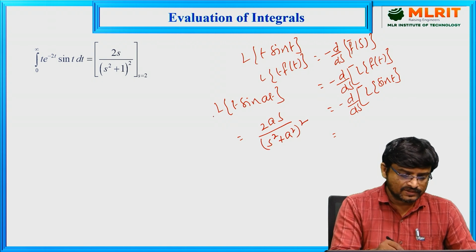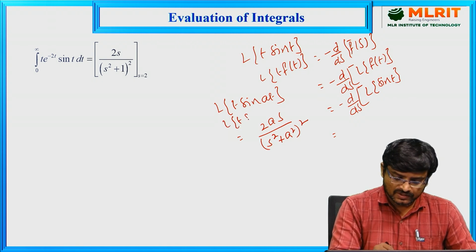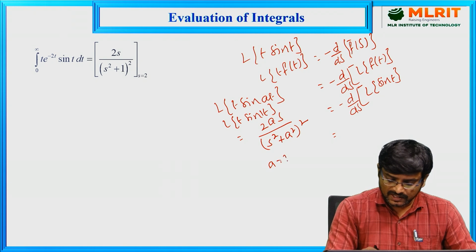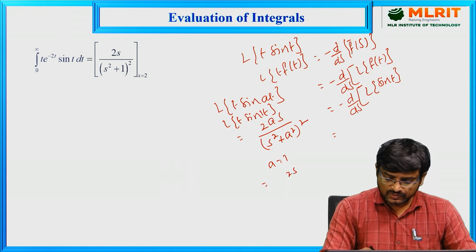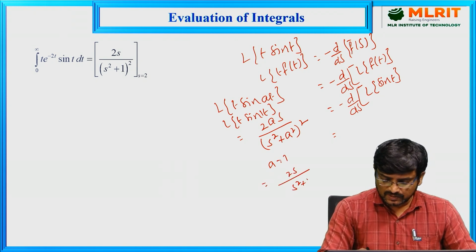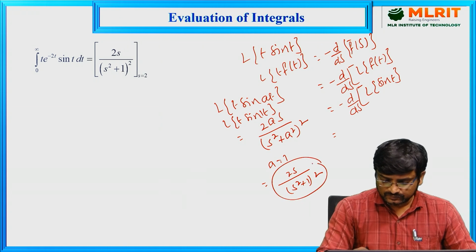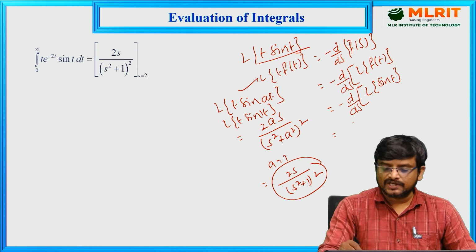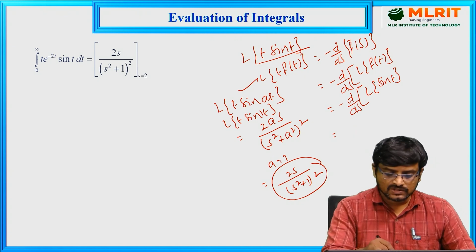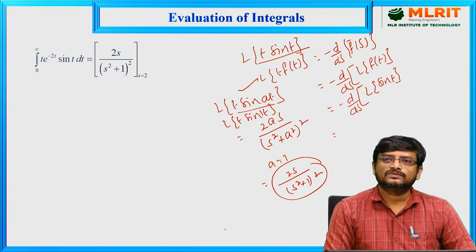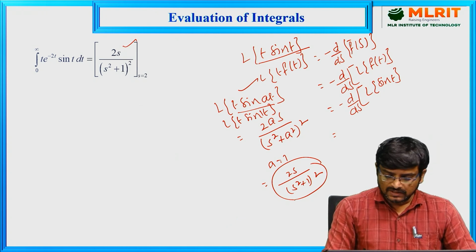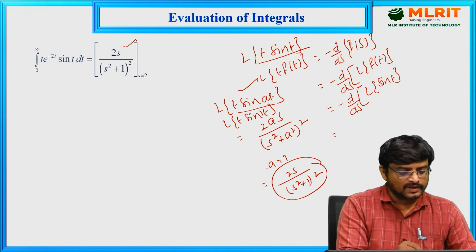Now compare this with the Laplace transform of t into sin t. So here t can be written as 1 into t. So here we can take a is equal to 1. You will get 2s by (s square plus 1) whole square. Directly we can use this formula, or we can use the Laplace transform of t into f of t. So this is very simple if you remember this formula. So that value we have taken, 2s by (s square plus 1) whole square.